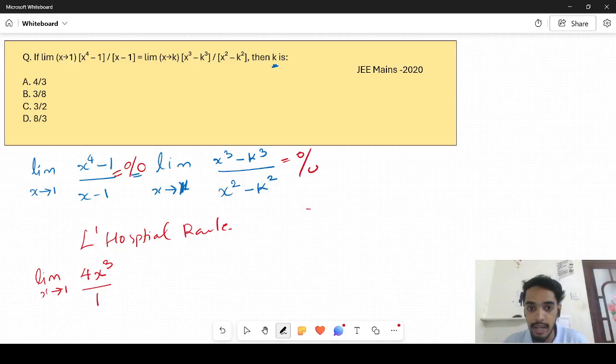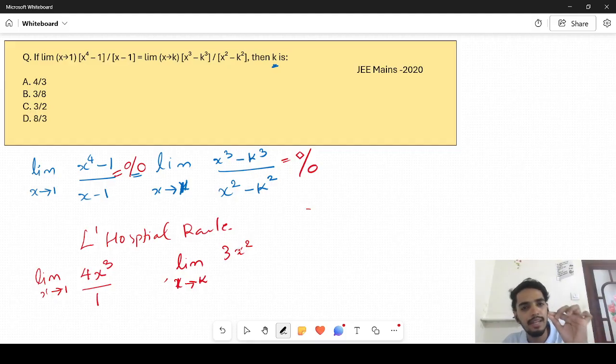What about the right side? Here also it will be 0 by 0, because k³ minus k³ is 0 and k² minus k² is also 0. So the next limit, x tending to k, is 3x². k is a constant, so don't write 3k². A constant's derivative is always 0. So 3x² minus 0, divided by 2x.